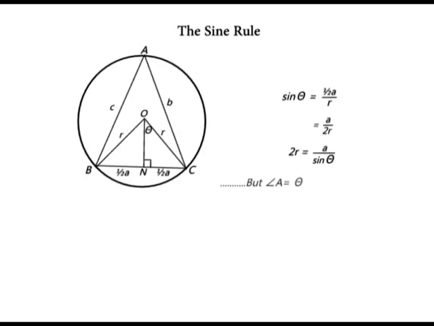Because the angle subtended by a chord on the circumference of a circle is half that subtended by the same chord at the center of the circle. Therefore, 2r is equal to A over sine A. Similarly, it can be shown that 2r is equal to B over sine B and is equal to C over sine C. And therefore, the sine rule can be extended as A over sine A is equal to B over sine B and is equal to C over sine C and is equal to 2r.